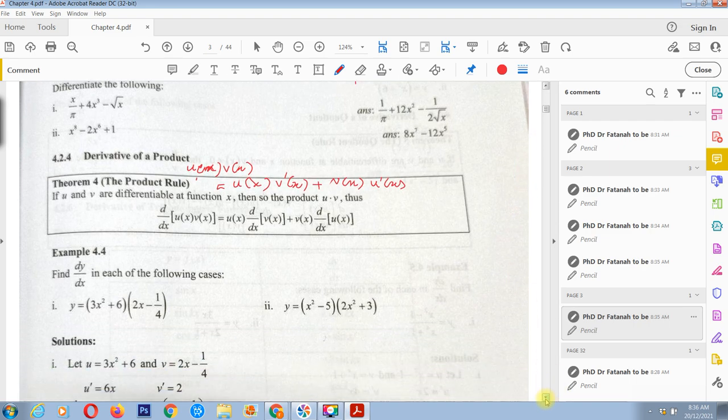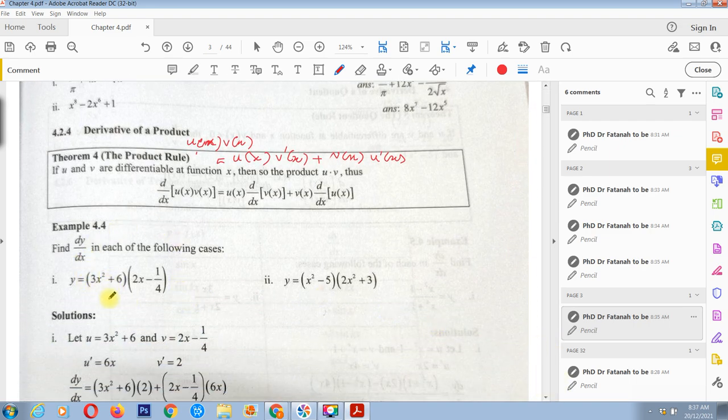So for example here, how to make it easier? You separate as u and v. For example here, we have u. What is u? U is x squared minus 5. And then we have v. V is equal to 2x squared plus 3. And then u prime x, you get 2x. So this is actually x to the power of 0. So anything x to the power of 0, what do you have?